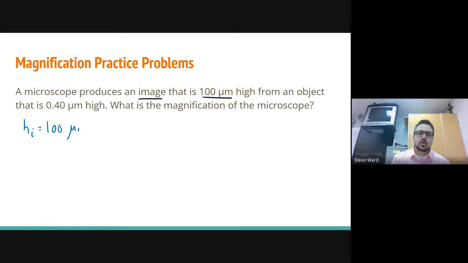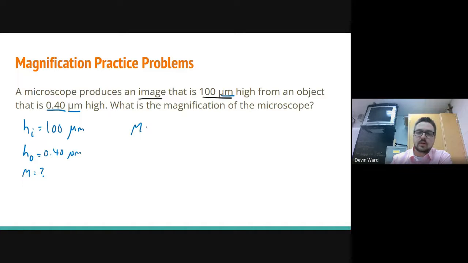This fancy U is called a micrometer. The actual units don't matter because I'm always going to give you the same units. Just make sure that you have micrometer and micrometer. The actual units themselves don't matter. If they're the same, they're going to cancel out. The height of the object is actually 0.4 micrometers.